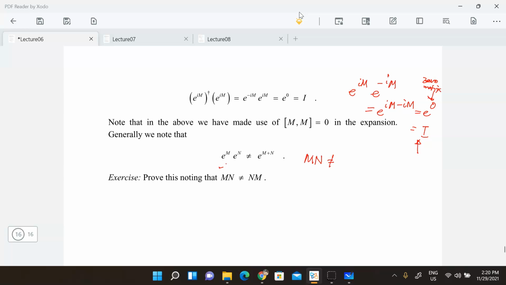So this is not going to be equal to N times M, and that makes things a little bit more complicated, but people have tried to find an equivalent expansion for this. This is called Baker-Campbell-Hausdorff.